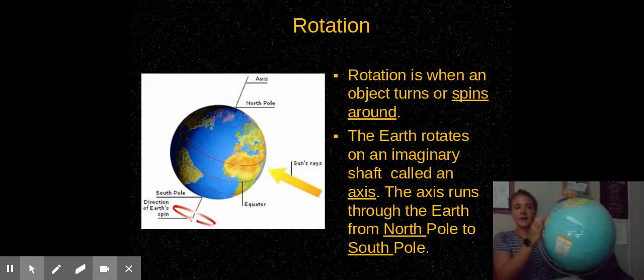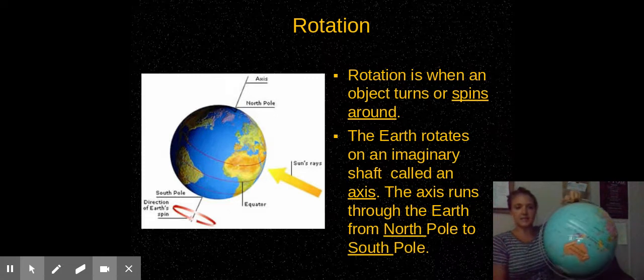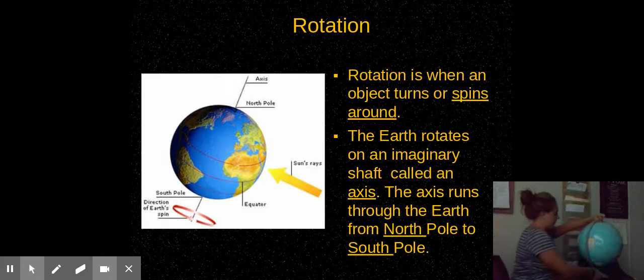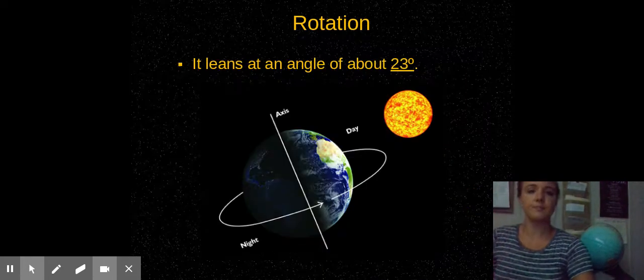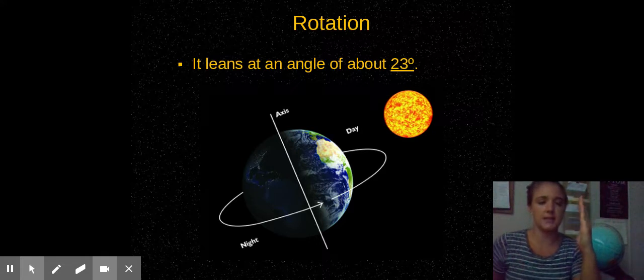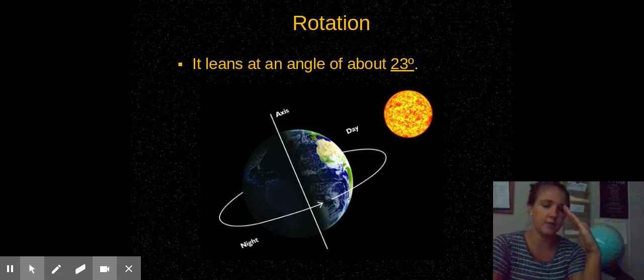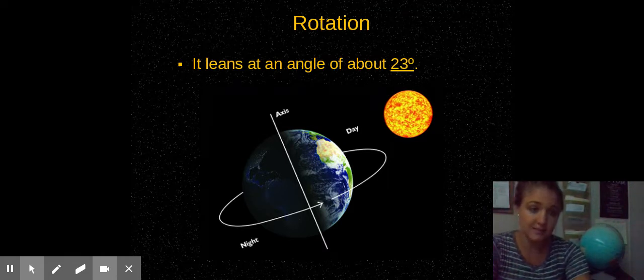That imaginary stick, if we could put one through the middle of the Earth, that it spins around, is called the axis, and it is tilted to the side a little bit. It does run from the North Pole all the way at the top, all the way down to the South Pole. The axis leans at an angle of about 23 degrees. So if this would be 90 degrees straight up, it's tilted this way 23 degrees. That little measurement of space right there is measured at 23 degrees. So the axis is leaning at an angle of 23 degrees, which is part of what gives us the seasons, as you'll see here in just a minute.